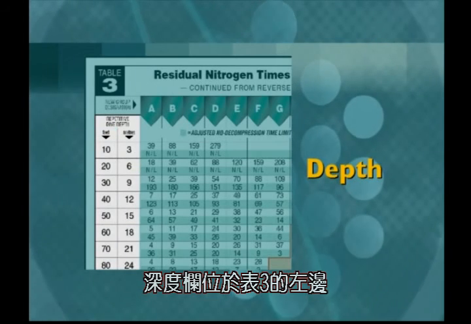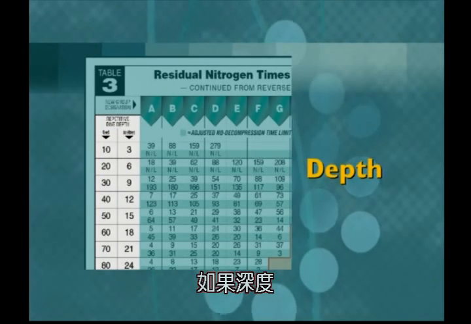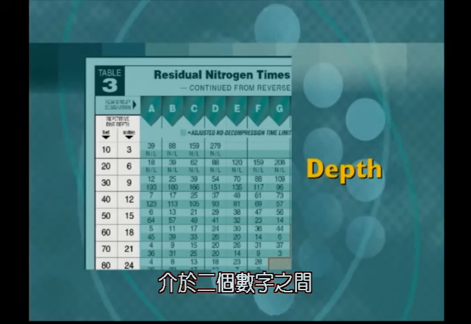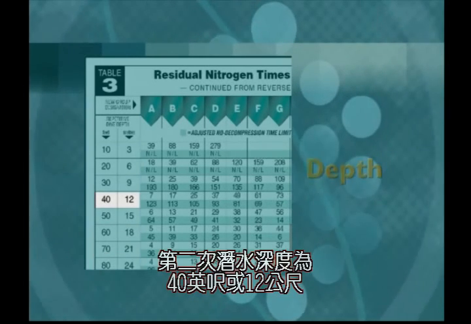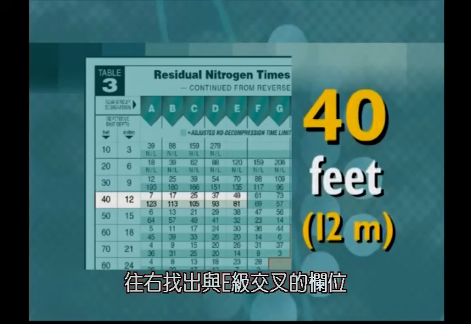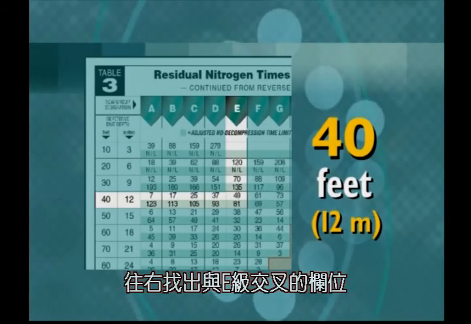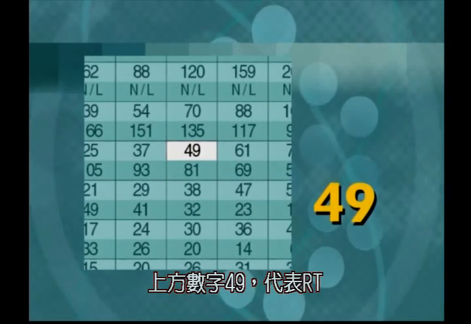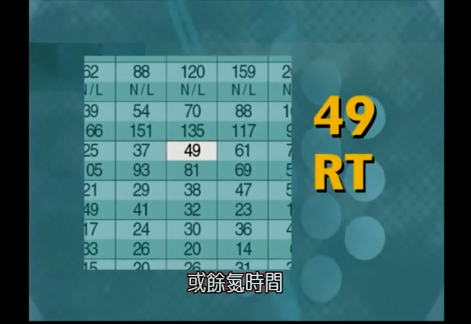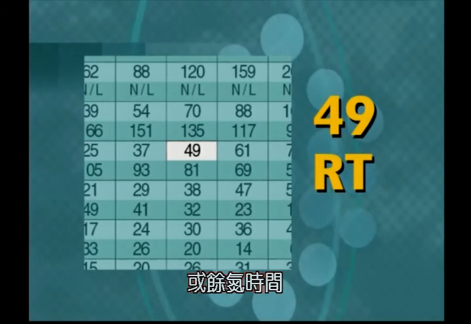Depths are listed here on the far left of the table. Once again, should a depth fall in between those listed, read for the next greater depth. Read across from your second dive depth of 40 feet or 12 meters to the E column. In the box, you see two numbers. The top number, 49, is the RT, or the residual nitrogen from your previous dive.